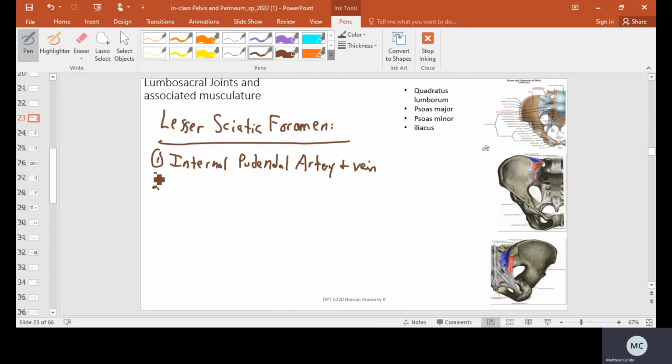Okay, I'm going to put a big asterisk here because I'm going to put the pudendal nerve. Remember what I just said. Pudendal nerve is going to enter the pelvis through the lesser sciatic foramen. Okay, and this is where things get tricky. Pudendal nerve exits out of the greater sciatic foramen, enters through the lesser sciatic foramen. Remember, it wraps around.